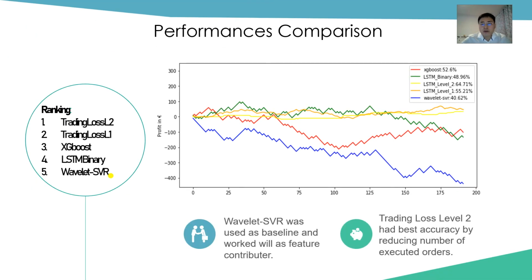Here again is the performance comparison. The level 2 gives me the best solution and the best return from the market, and you can see from the yellow line, it's stable and also reliable, and the profit is positive compared with the baseline of support vector regression, which gives me a negative return of about 500 euros. The level 1 gives me around 50 euros, and the level 2 also gives me 50 euros, but much more reliable, much more stable.